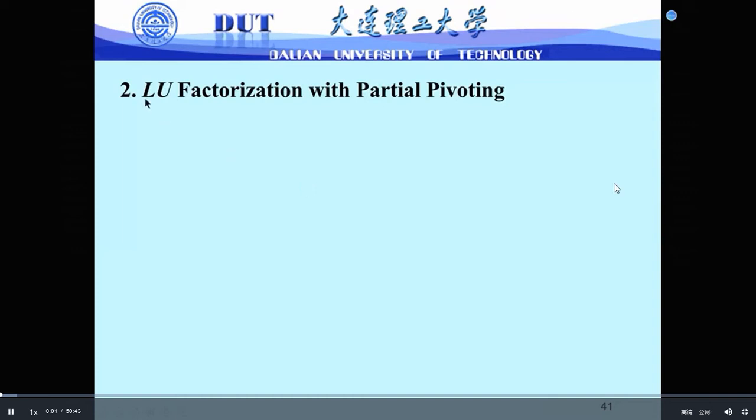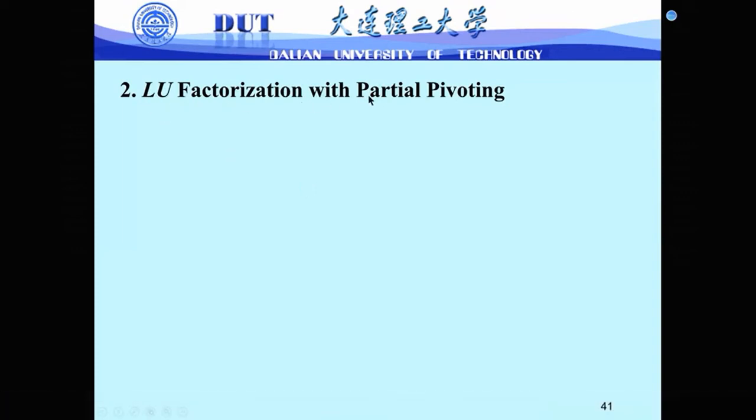We are now looking at LU factorization with partial pivoting. We can obtain LU factorization by Gaussian elimination, remember, in the last subsection. But now we use partial pivoting. Also, we need to consider the matrix form: how to represent the partial pivoting and elimination in matrix form. Then we will obtain LU factorization with partial pivoting.